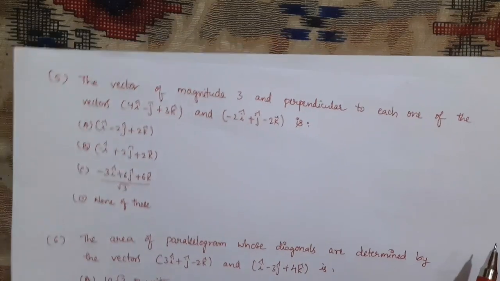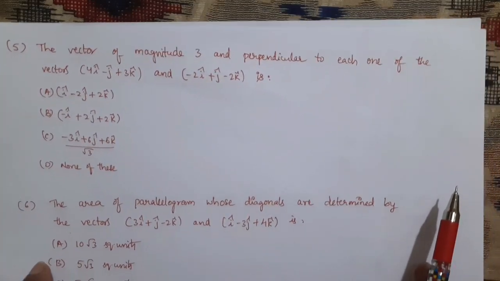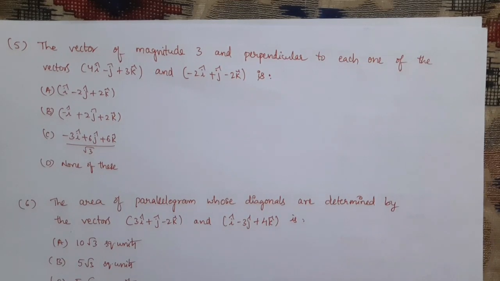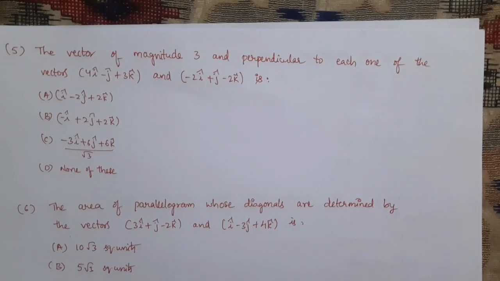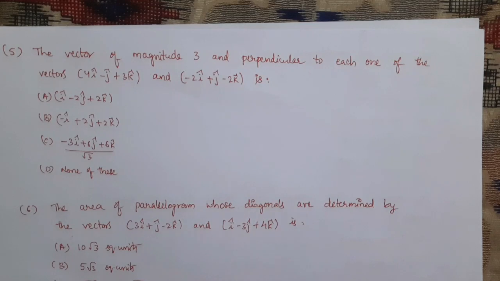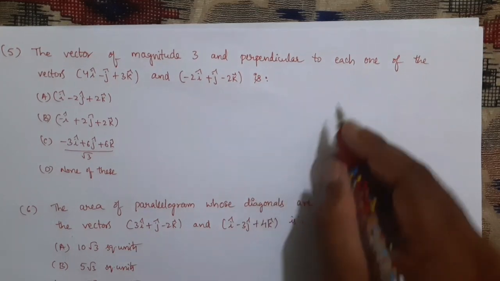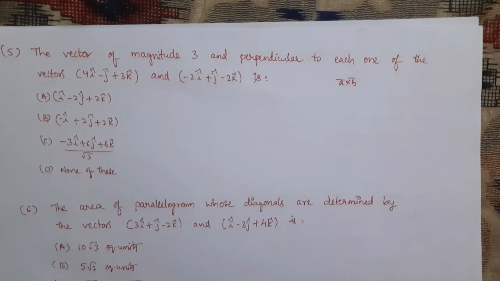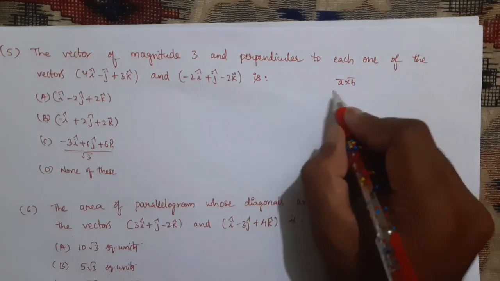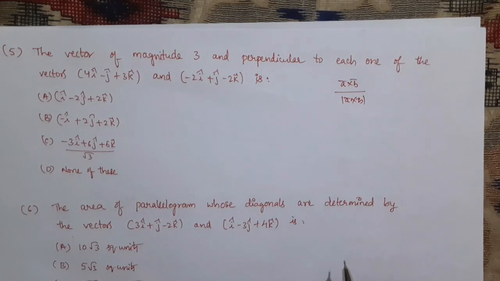Next, the vector of magnitude 3. See here, the vector of magnitude 3 and perpendicular to each one of the vectors 4 i cap minus j cap plus 3 k cap and minus 2 i cap plus j cap minus 2 k cap. See, they have given that a vector is perpendicular to both a bar and b bar. That we will mention as a bar cross b bar. So a bar cross b bar we will find, and then a bar cross b bar by modulus of a bar cross b bar.